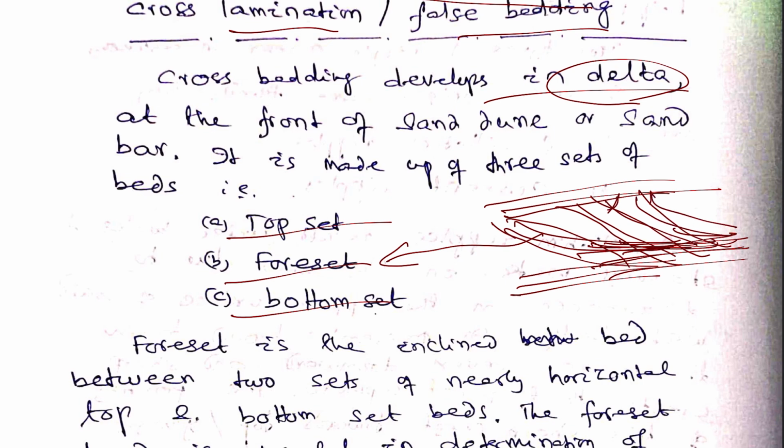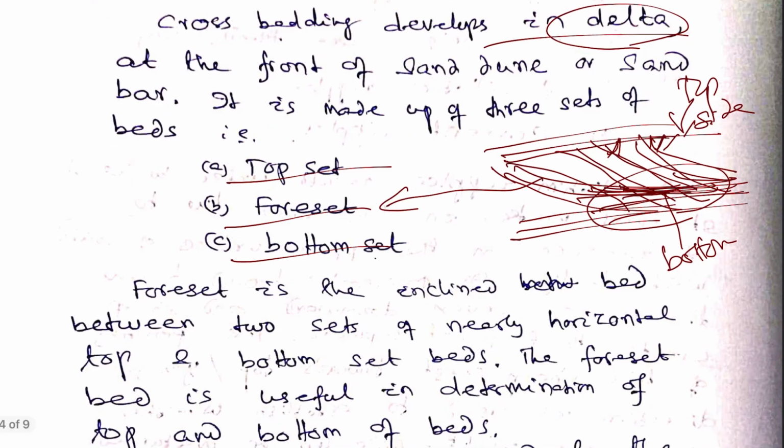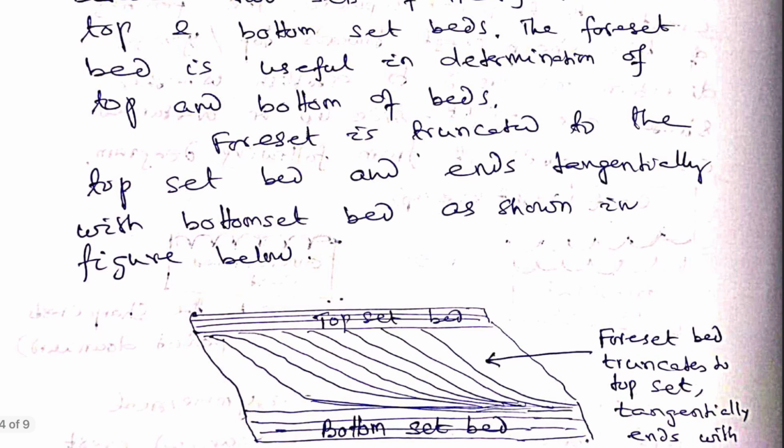So, truncation to the top, tangential ending to the bottom. This fact is taken into account. So, tangential portion is the bottom side. The truncated side of foreset beds is the top side. This feature is observed in field to identify which side of a bed is top, which side of the bed is pointing to the bottom. So we see how it is occurring in a rock bed, and on the basis of which we can establish that the concerned bed is in right side up condition or in overturned condition.